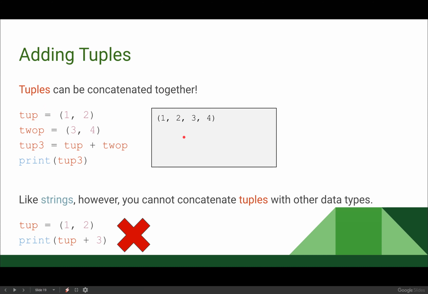Like strings, however, you cannot concatenate tuples with other data types. So I can't just add the number 3 to the end. I have to concatenate a tuple with a tuple, just like we need to typecast to string in order to concatenate to a string.